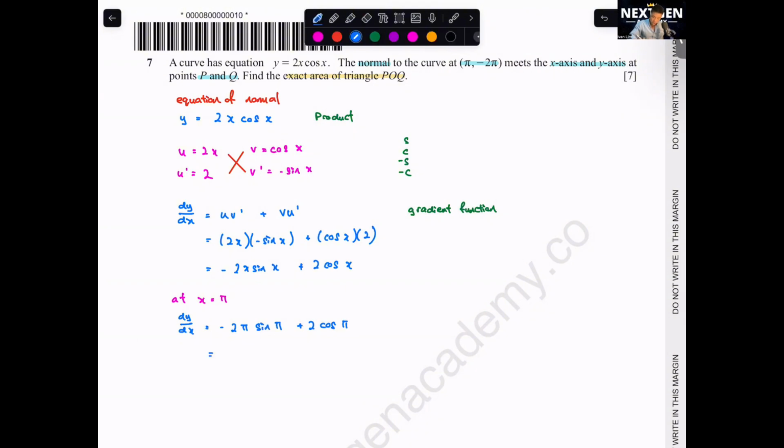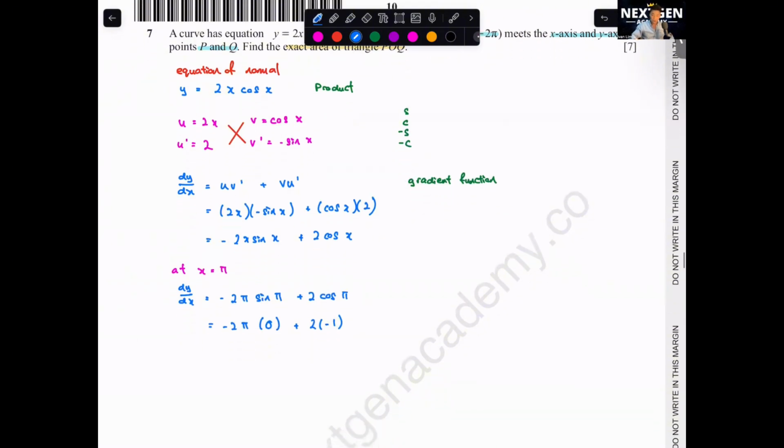If you don't have a calculator, make sure you know how to find your sine pi and cos pi also. You just draw out your graph. This will become negative 2 pi times 0 plus 2 times negative 1. You draw out your graph to find the value. Over here, we'll get dy over dx equals negative 2.